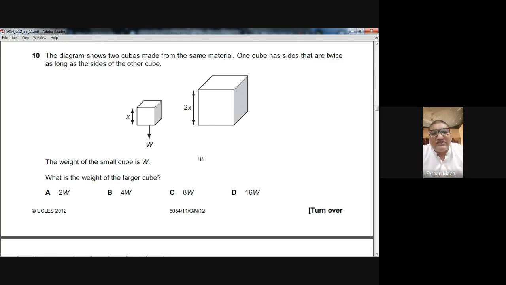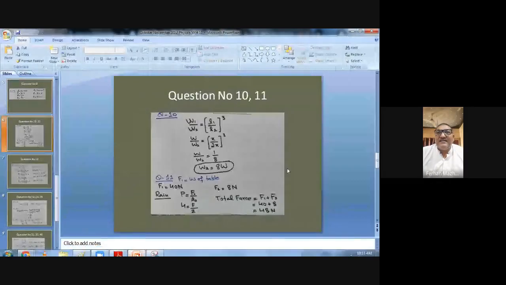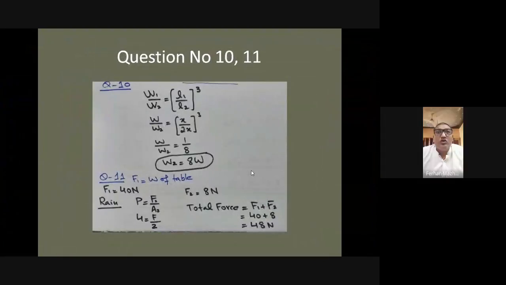In your mathematics, you must have studied volumes and the capacity of similar solids. And you know the weight 1 by weight 2 is equal to L1 by L2 whole cube. So let me show you my work. This is those similar solids. So question number 10 is showing on your screen. W1 by W2 is equal to L1 by L2 whole cube. W1 is W, W2 is the question, and L1 is x. That's the height. And L2 is 2x.